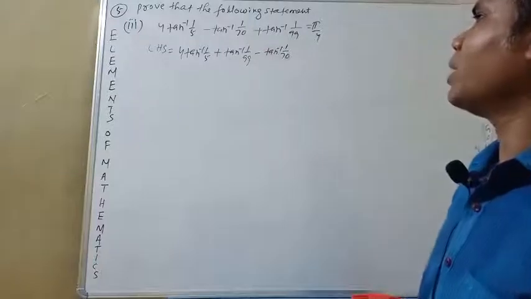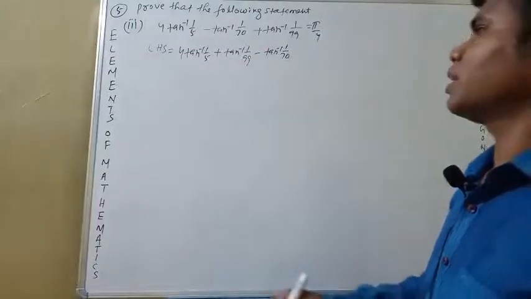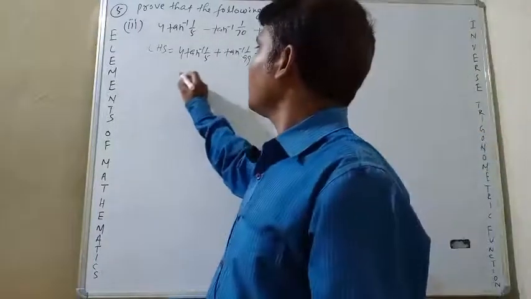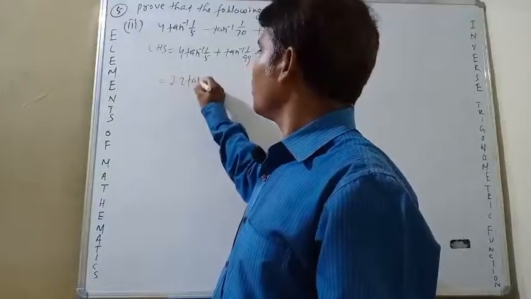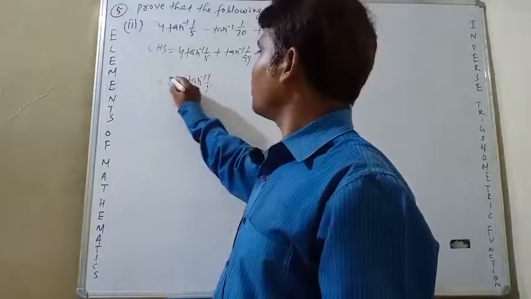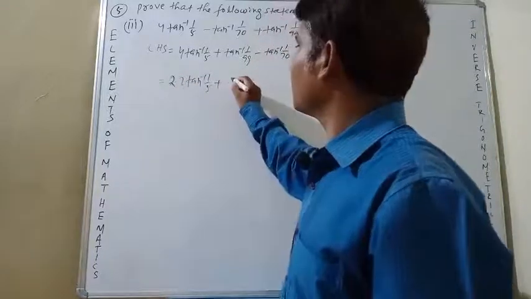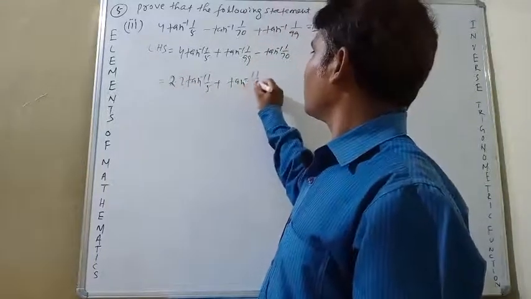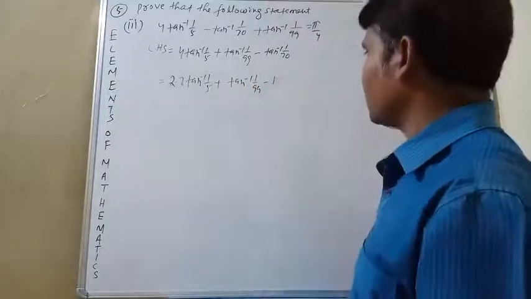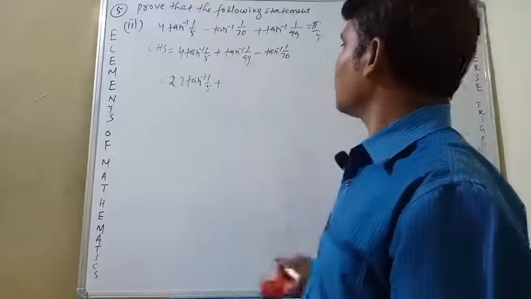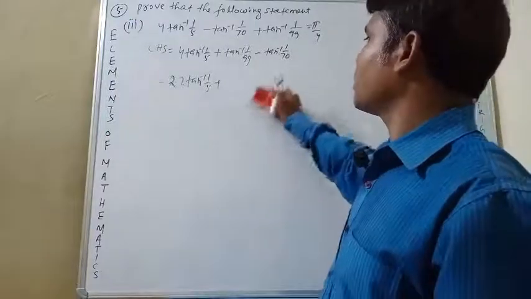This is equal to 4 tan inverse 1 by 5, we can write as 2 into 2 tan inverse 1 by 5, plus tan inverse 1 by 99 minus tan inverse 1 by 70. These two we can calculate using the formula for tan inverse x minus tan inverse y.